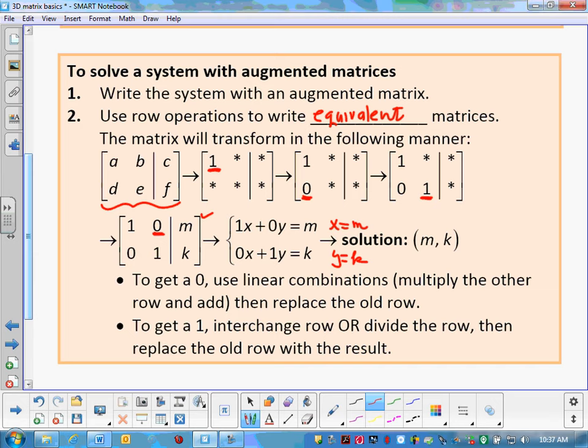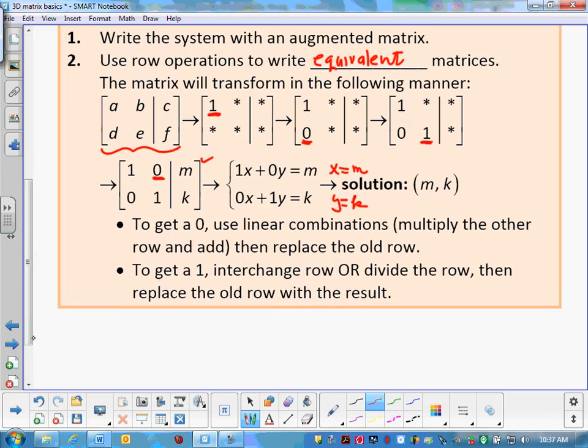So next hint, to get a 0, you're going to use linear combinations, which means you're going to multiply the other row and add it and replace the old row. And to get a 1, you can either interchange a row the very first time, or you can divide the row and then replace the old row.